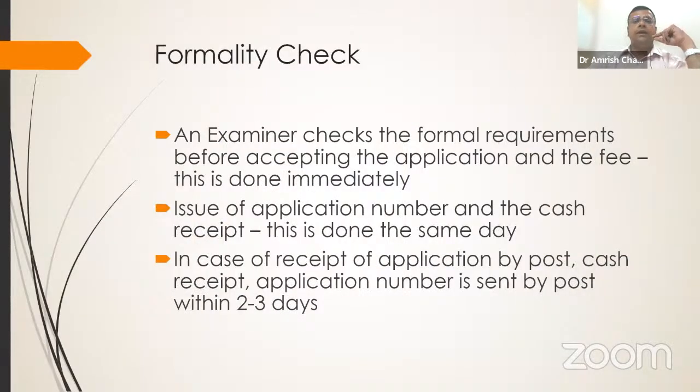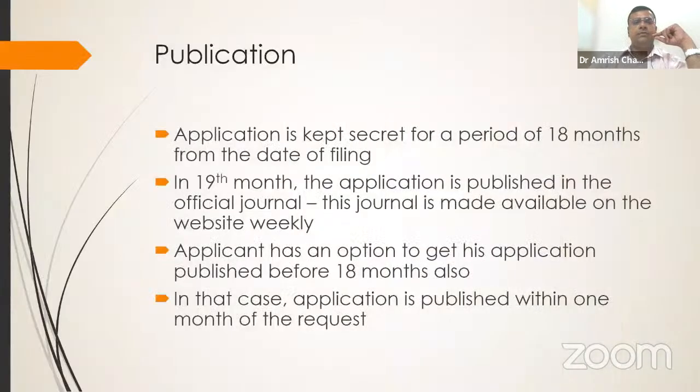So once you file a patent, if you are filing online, a lot of formality checks will be done online. And if you are submitting a manual paper, then it will be done at the counter when you are depositing the form. And once you have submitted your patent application, it will be published within 18 months. You won't have to pay anything extra.